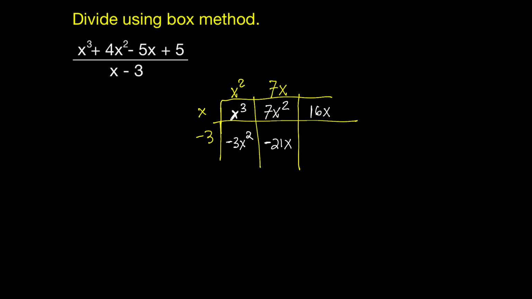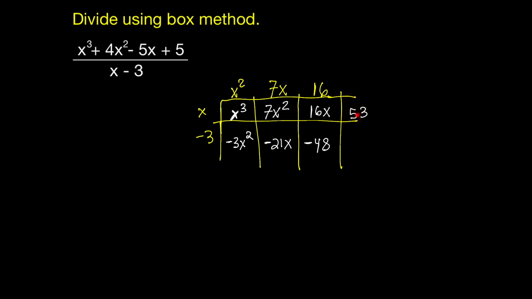And now I'm going to go ahead and repeat the process. What quantity such that when I multiply with x gives me 16x? Well, that's going to be positive 16. Now that I have 16, I'm going to multiply with negative 3, and then that's going to give me negative 48. I have a constant, so I'm going to go back to my numerator and just look at the constant here. So negative 48 plus what is going to give me a positive 5? Well, that's going to be positive 53.